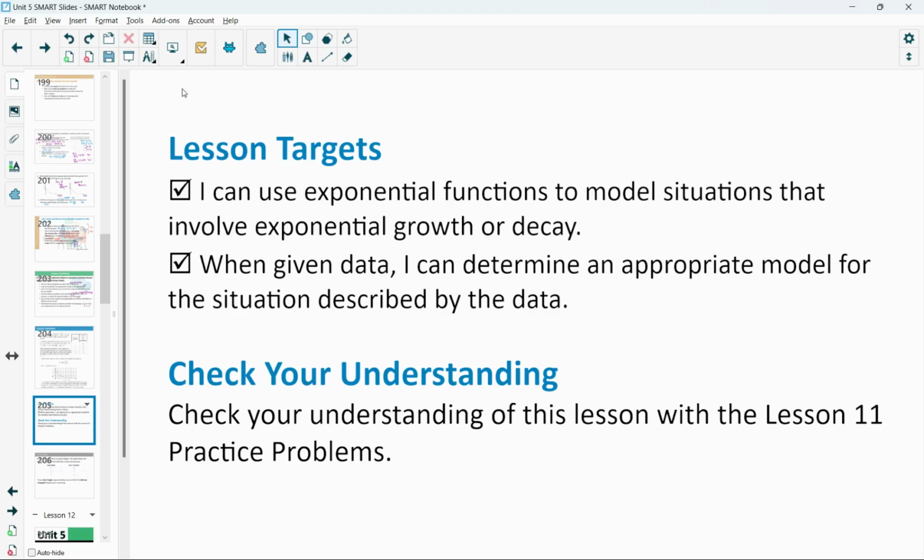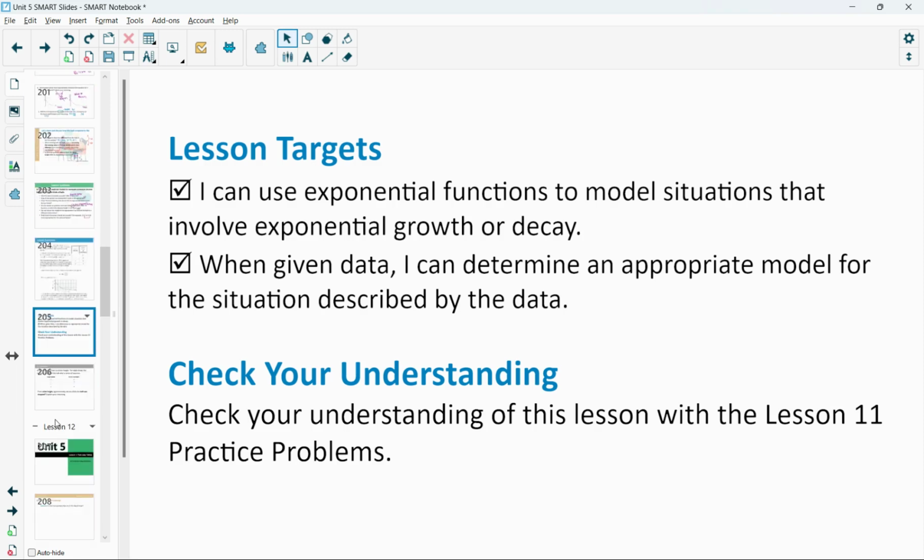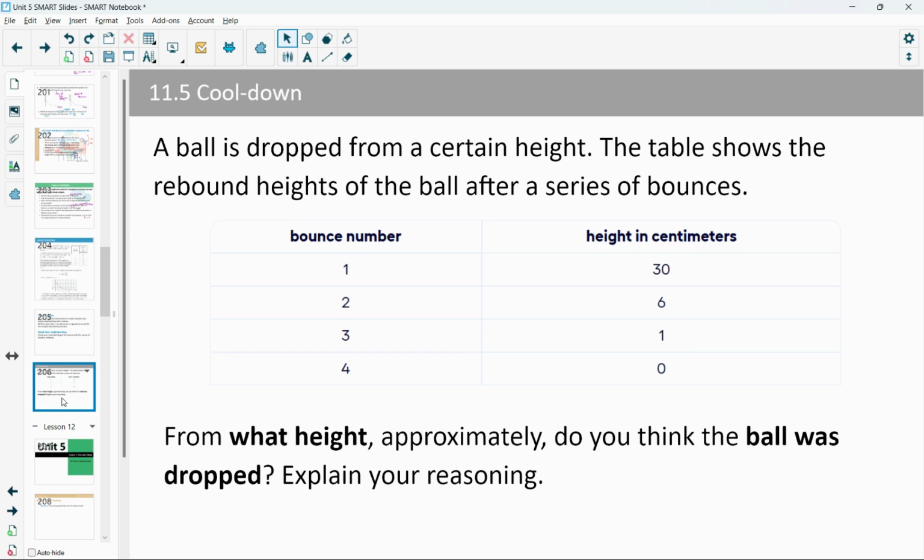So hopefully now you can use exponential functions to model situations that involve exponential growth or decay. And when given data, you can determine an appropriate model for the situation described in the data. To check your understanding for the lesson, make sure you do the lesson 11 practice problems. If you need help with those, I have a video going over each problem in detail. You can also try this cool down and see how you're doing. If you're struggling on this, you're going to need to reach out to your teacher to get support.